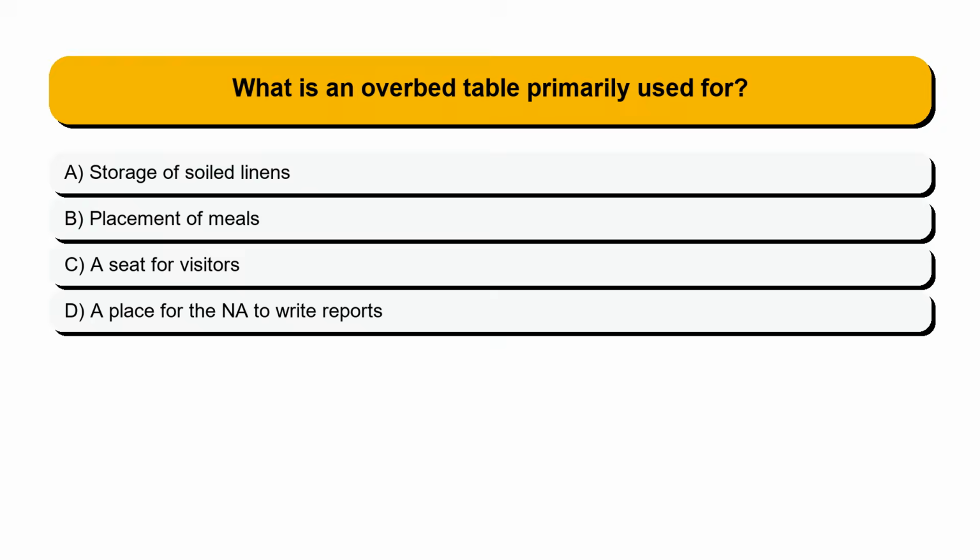Question 2. What is an overbed table primarily used for? Option A storage of soiled linens. Option B placement of meals. Option C a seat for visitors. Option D a place for the NA to write reports.